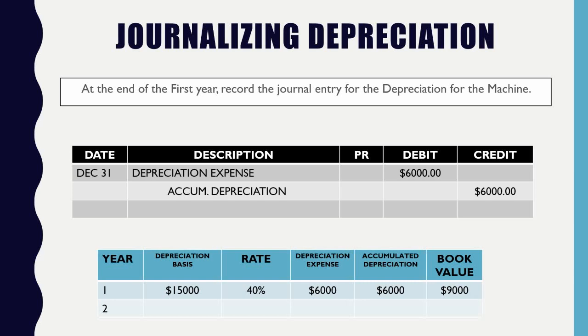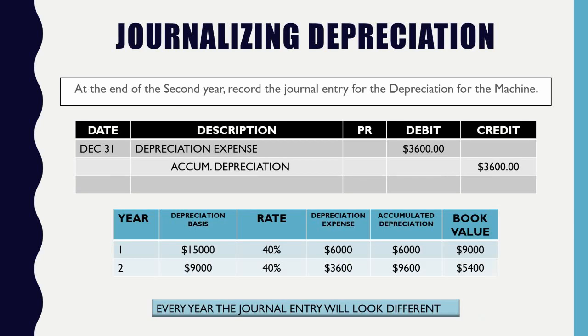All right. So again, journalizing is going to be the easiest part. It's just calculating that's going to be the most confusing part. All right. And of course, second year, this is what it looks like for the second year. Okay. Same thing, but it's 36,000. Just make sure that you know that every year the journal will look different. Okay.